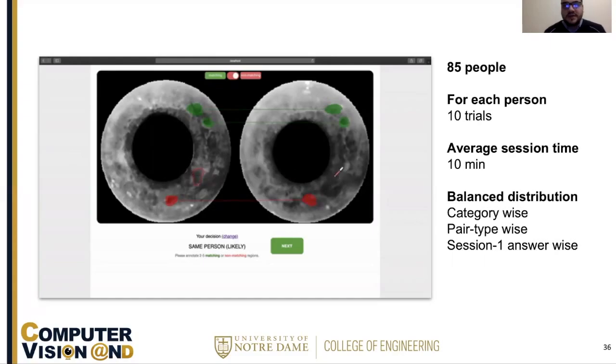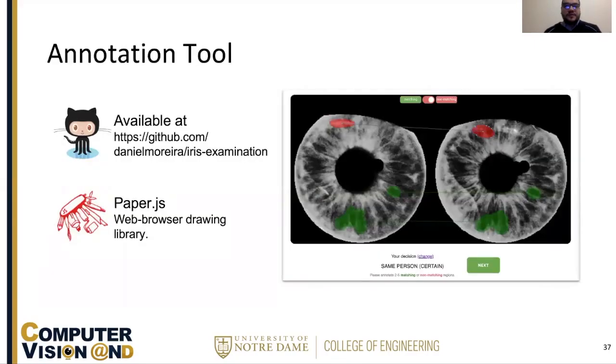And we were also allowing them, after annotating matching and non-matching regions, as you're seeing here in green and red, if by any chance, by annotating, they had changed their mind, they could click a link and select another option among the 5 that we were asking them, same person or not, and the confidence. So they could change their confidence and their opinion. Okay. And if you're interested in the tool for getting the selection and also drawing on the irises, this is available on GitHub.